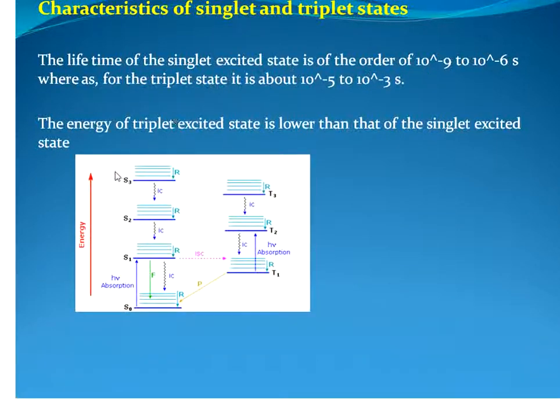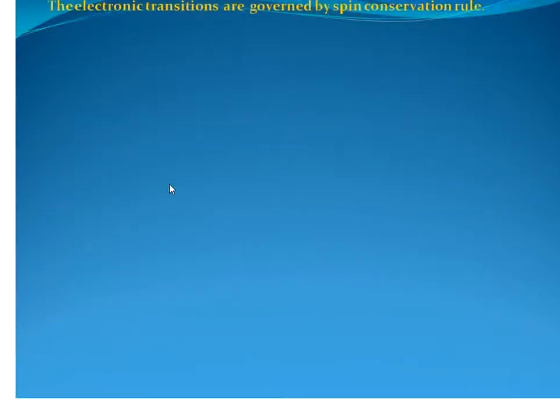So let's look at this one here. You see this is singlet 3, but look at triplet 3. Look at the energy: the singlet is at a higher energy level. So it means that the singlet state is usually more reactive. In other words, it's less stable compared to triplet. That's why we're saying that the singlet state is usually more reactive.